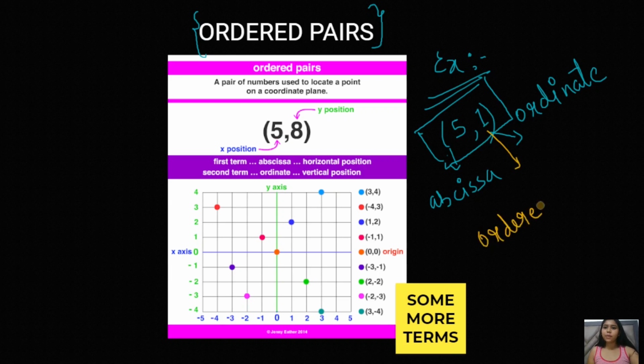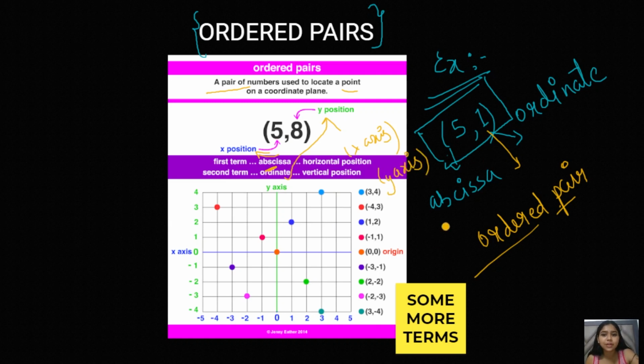When the abscissa and ordinate are written together, they are known as the ordered pair. An ordered pair is basically the pair of numbers which is used to locate a particular point on the Cartesian plane or the coordinate plane. Here the same thing is mentioned: the abscissa is the first term, also known as the x coordinate, and the ordinate is the y term and it always comes second. The horizontal position is the x-axis, and the vertical position is always the y-axis. These are the terms I have already discussed with you.